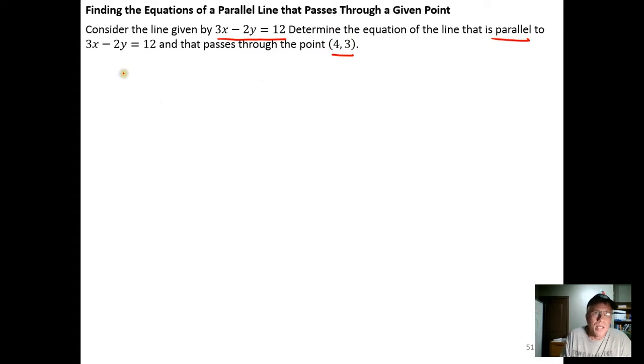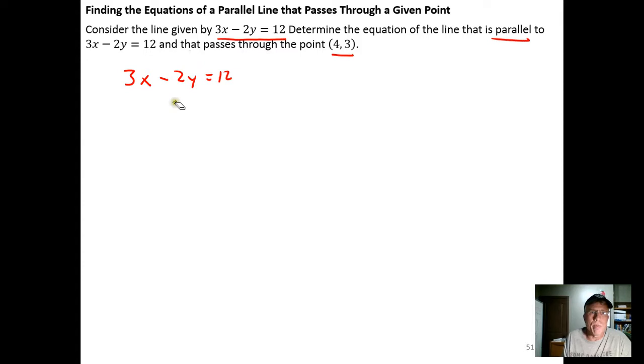4, 3. And the concept is we need to remember that for any line to be parallel to this line, whatever this line looks like, for a line to be parallel to it, they need to have the same steepness or same slope. So step one is to take the line to which we want to be parallel, 3x minus 2y equals 12, and determine its slope. And the way that we're going to do that is to put it into slope-intercept form, the form y equals mx plus b, so we can read off the m and know what the slope is.